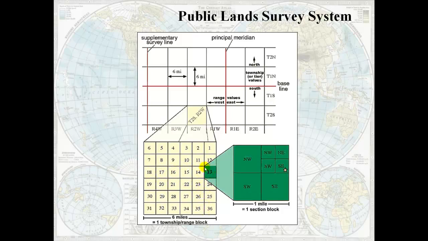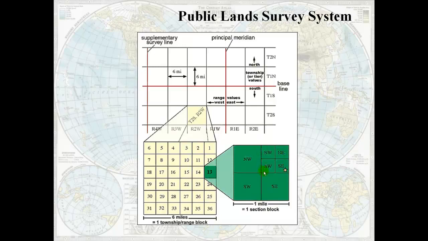This section that's green is section 13 of Township 2 South, Range 2 West of this survey that's associated with this principal meridian and this baseline. So you can go down further than these sections. Remember, sections are a mile by a mile. You can break those sections into what are called quarter sections. So that's a quarter of one section, which would be a half mile on a side.